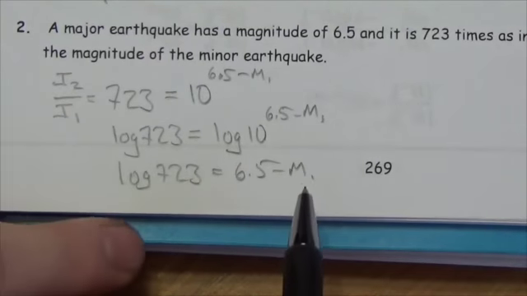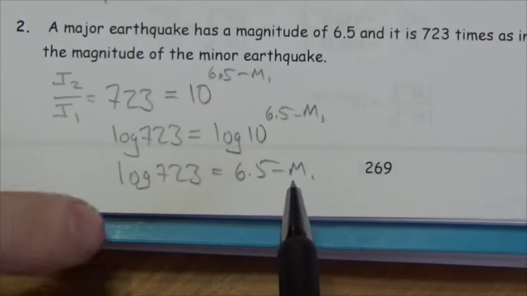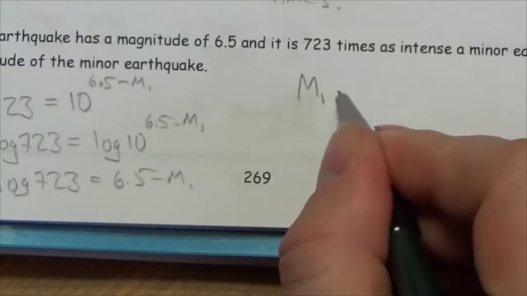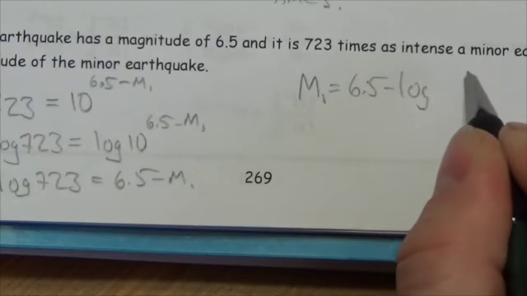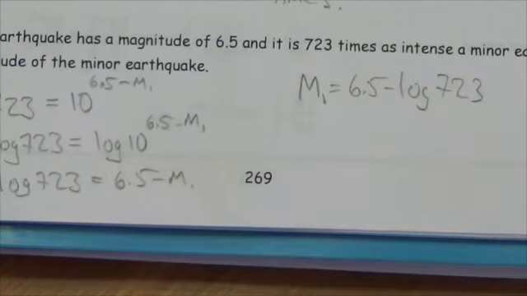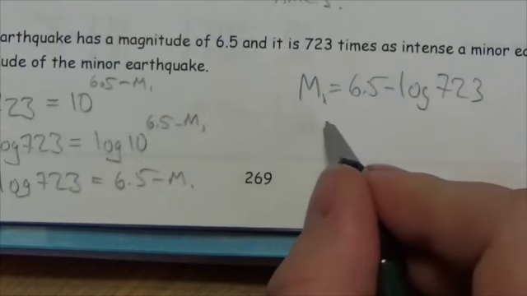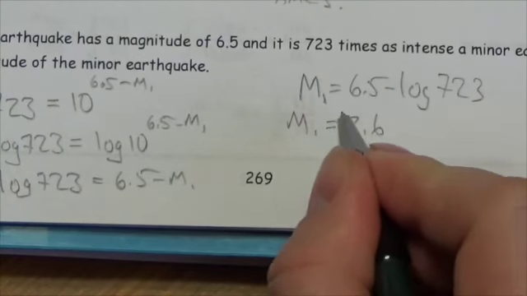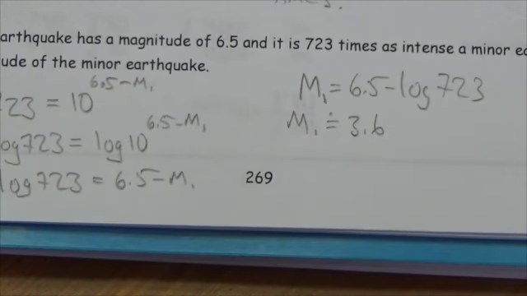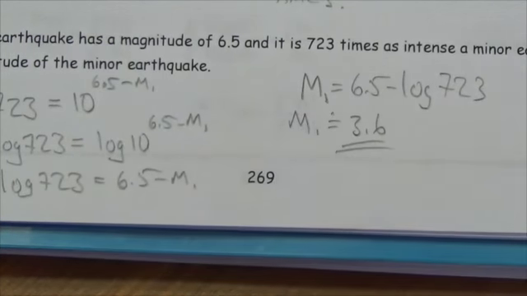So there we go. Now it's actually quite easy to solve for this magnitude. I'll bring that to this side and bring the log back over. So the magnitude is going to equal 6.5 minus the log of 723. And now that's just calculator work. 6.5 minus the log of 723, and we get that it has a magnitude of approximately 3.6. So that's the magnitude that we're looking for in this problem.